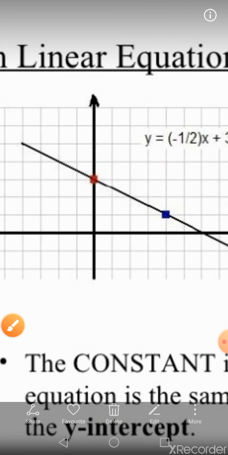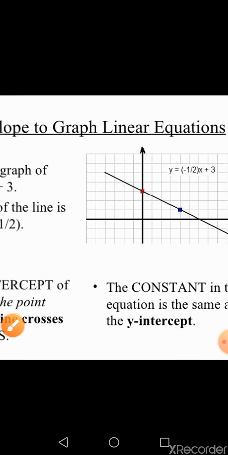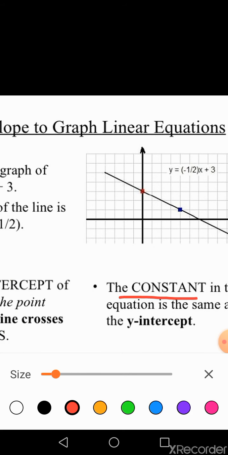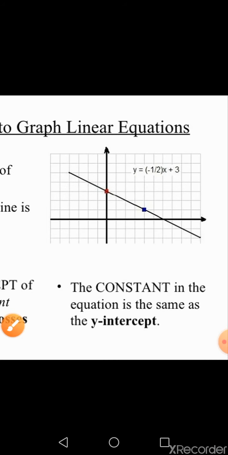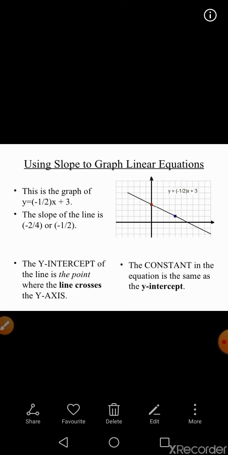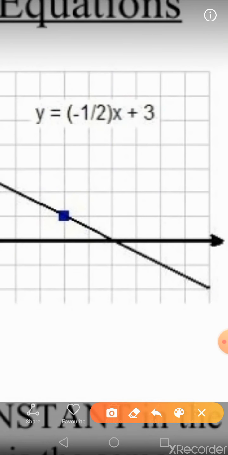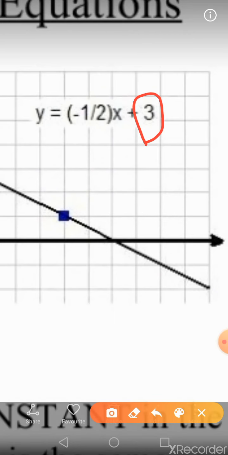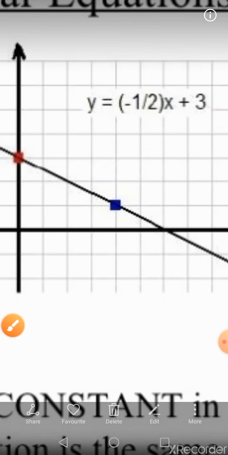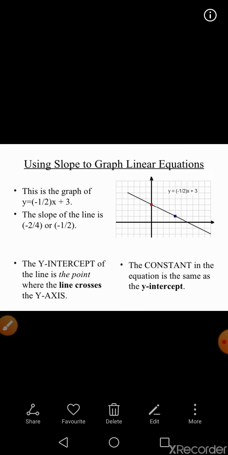Okay, what about from the equation? Yes, the constant number. The constant in the equation is called the y-intercept. What is the constant number here? 3. So it's called the y-intercept. It's the constant number without any variable. You got it or not? So here is how we can get the slope and y-intercept from the graph or from the equation.